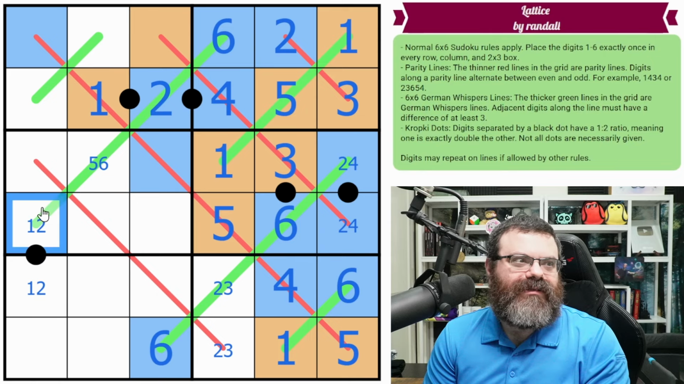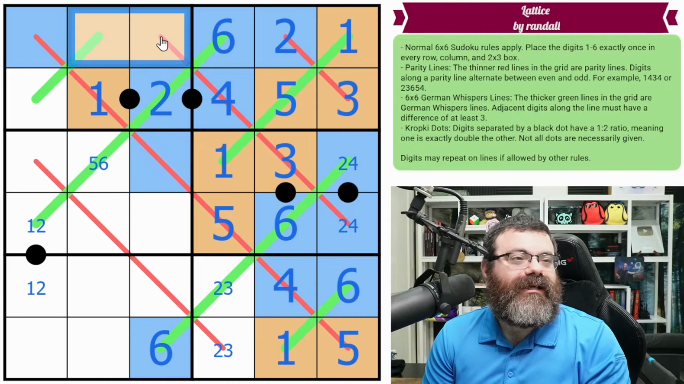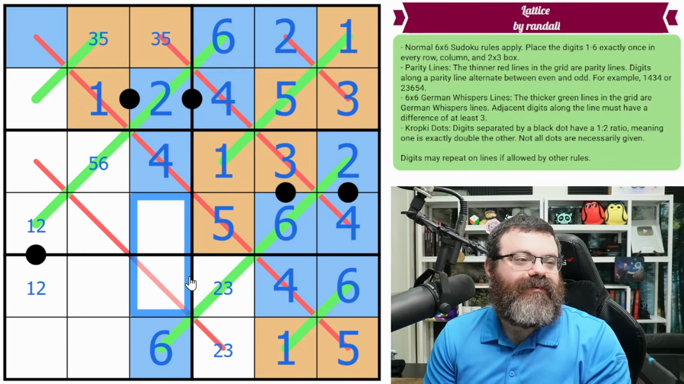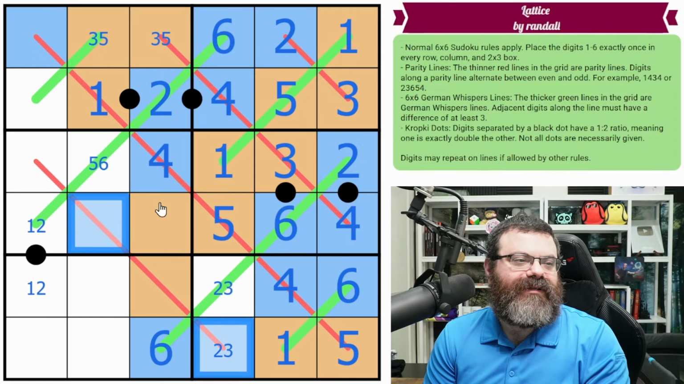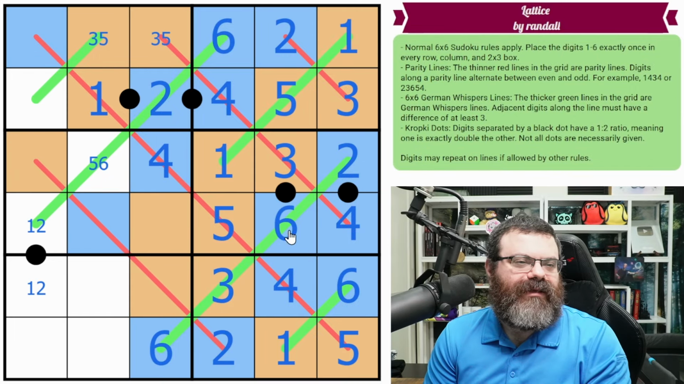Yeah, this can't be 4 because of the German whisper line. Let's see. This row finishes with an odd. This is a 3, 5 pair. This is definitely a 4. That's 2 and 4. The rest of this column is odd. That's on a parity line, so these are even, and this is odd. Even has to be 2. That's 3, which is odd. 3, 6, 3. Interesting. Or 6, 3, 6.